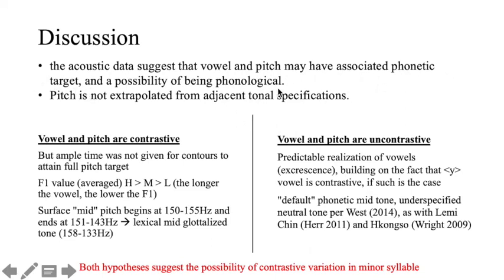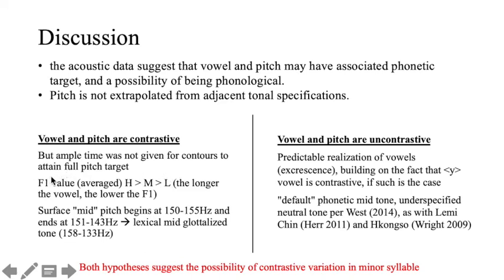If the vowel and the pitch are contrastive, we argue that the only reason for them to not have a full specification like those in major syllable is because of the short duration as a result of the weaker prosodic position minor syllable is in. If given enough time, the vowel would have been able to attain a full vowel target as a phonological vowel, which may be the open mid-central vowel, and the minor syllable pitch would have been able to attain a full pitch target as a lexical midtone.